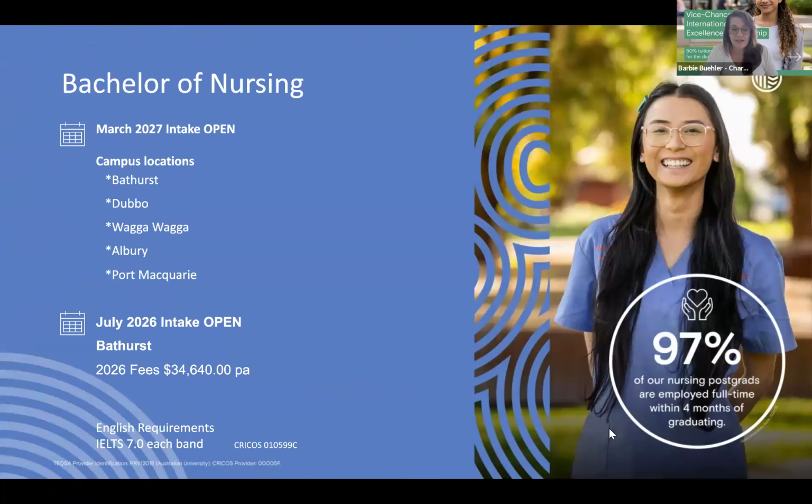Okay, so that's just a little bit of an idea of what our campus looks like for the nursing faculty. Now, for the upcoming intake in March 2026, we only have a very small number of seats available. So I would recommend we focus on the July intake, which is at our Bathurst campus, and then again the March 2027 intake is open and available for Bathurst, Dubbo, Wagga, Albury and Port Macquarie. All of those are still open and available.